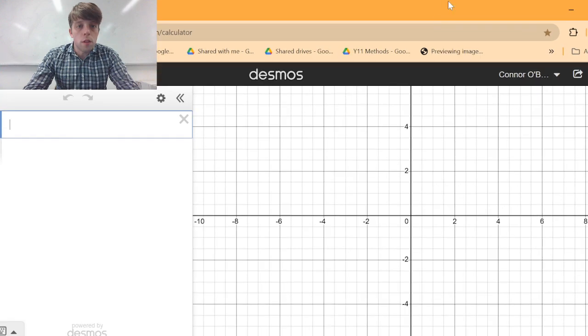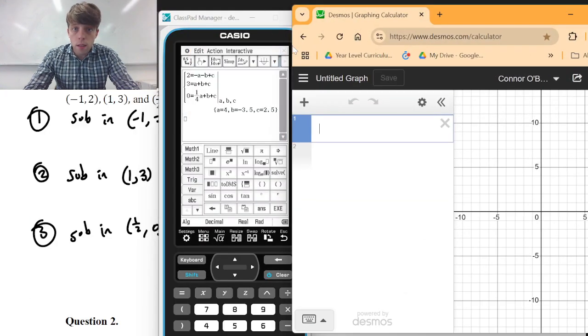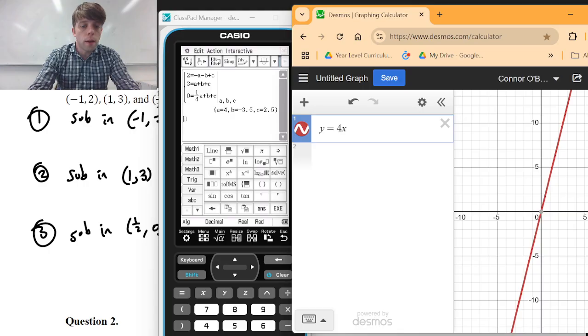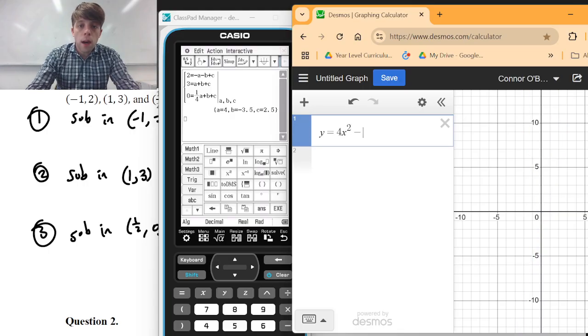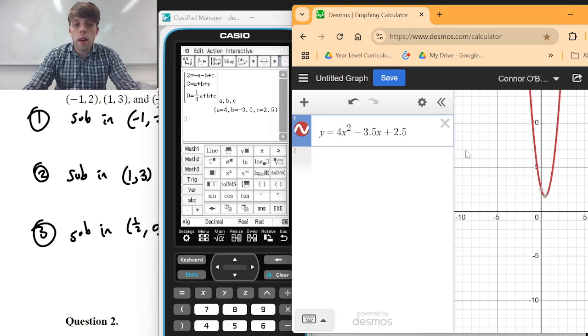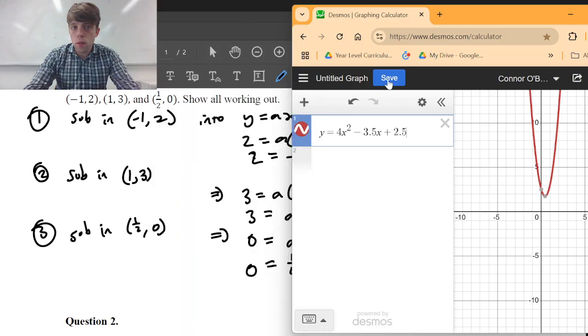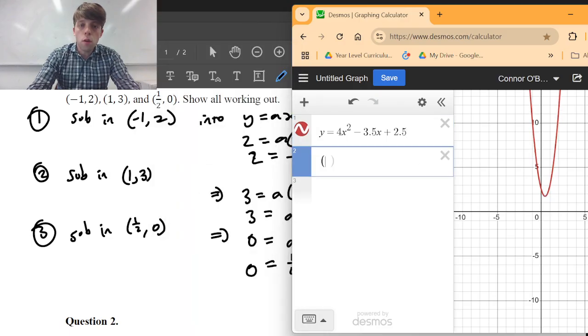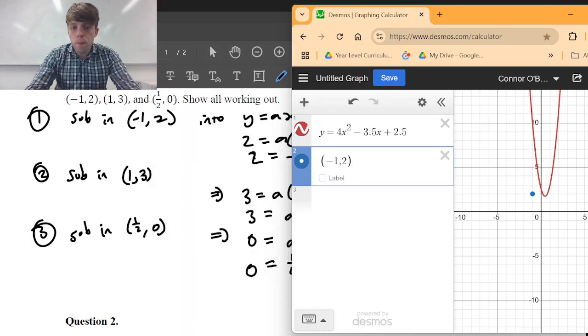It's also really important to just double check that this actually does satisfy what we wanted it to satisfy. So we can just type in the equation with these as our a, b, and c. So a is equal to 4, so we have 4x squared minus 3.5x plus 2.5. And let's just look at this. Does this pass through the points that we want it to? Well, it should pass through -1, 2.